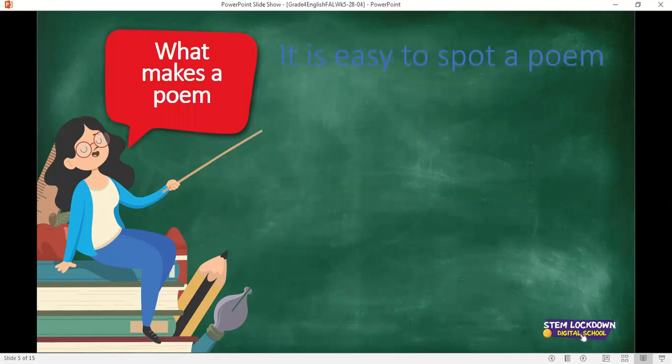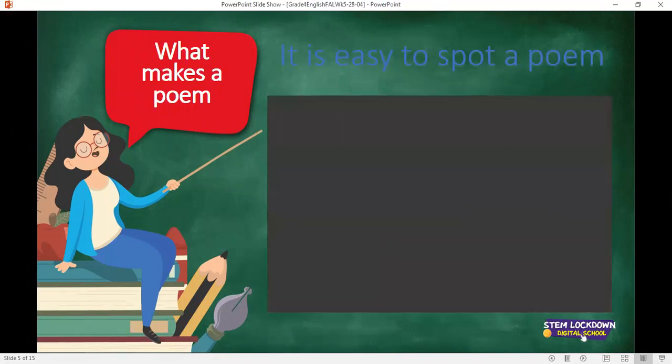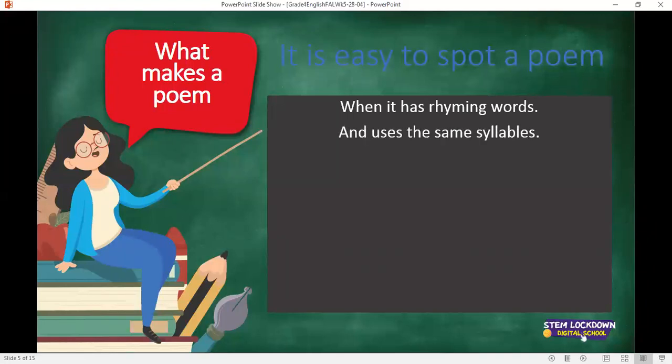So when we have a poem, it's quite easy to spot a poem, because I think the most obvious thing is that a poem has got rhyming words. But if you look at a poem as well, you'll see that it uses the same syllables, because syllables help to create a rhythm or a beat.